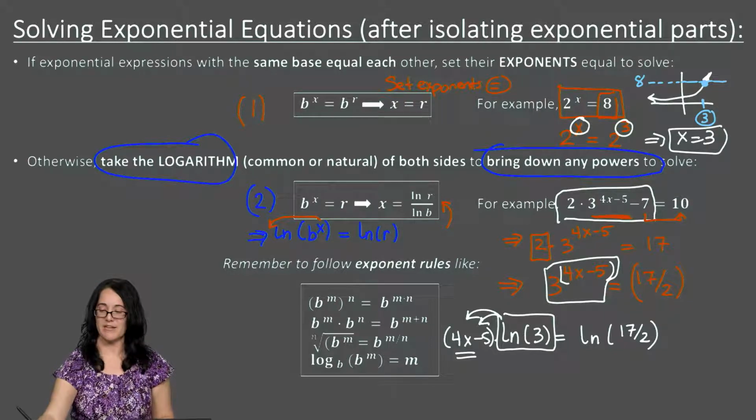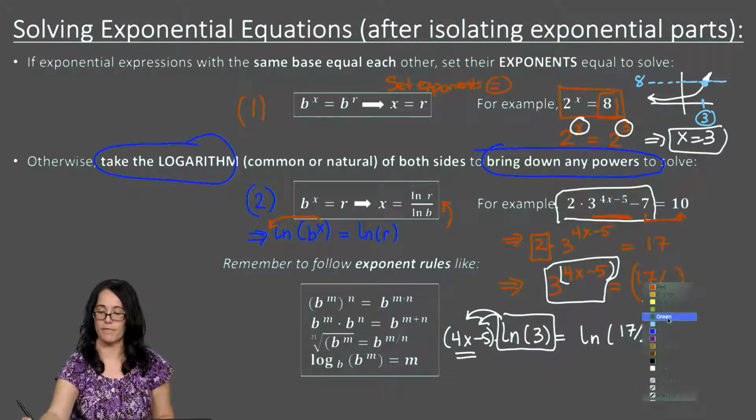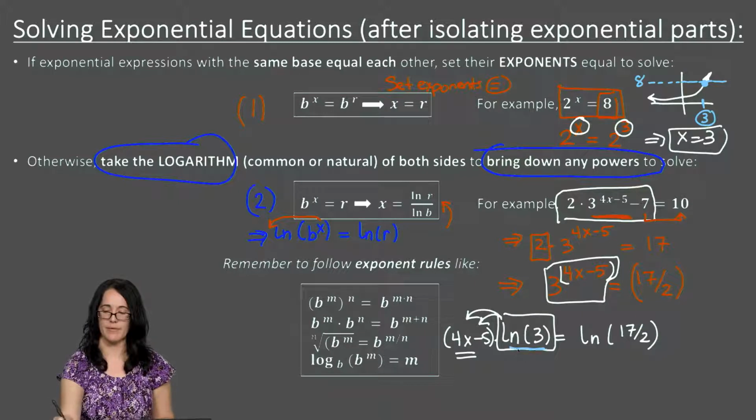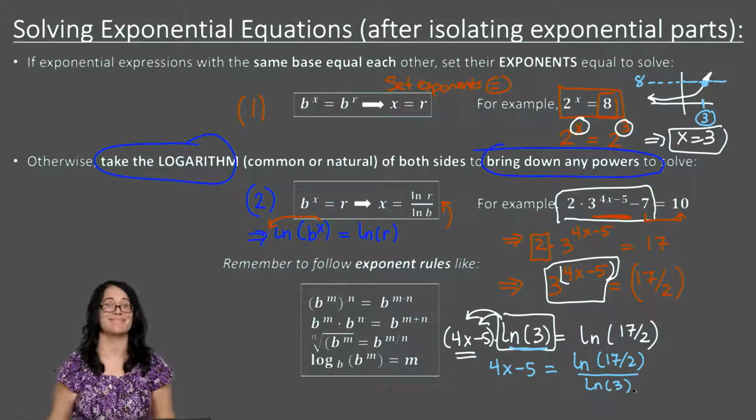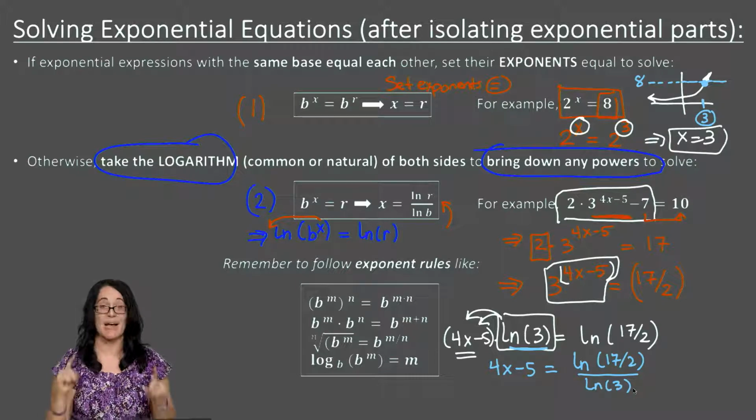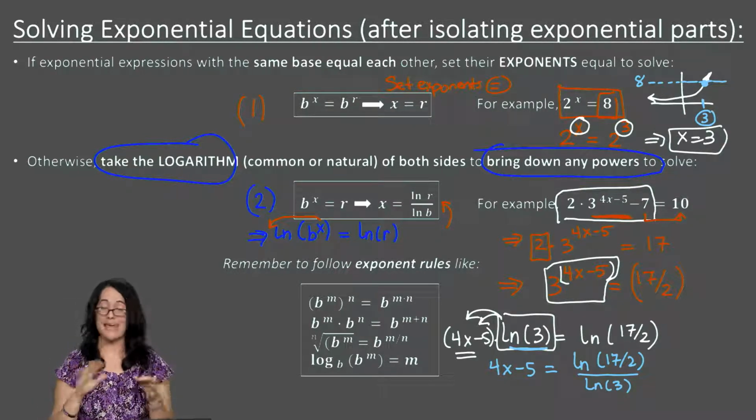Okay? So by dividing by the natural log of 3, I would get 4x minus 5, living on the left side, equals the natural log of 17 halves, which is already present, now divided by the natural log of 3, right? Looks nasty. Now be careful here. Some students want to put those arguments back together. We can't do that, right?